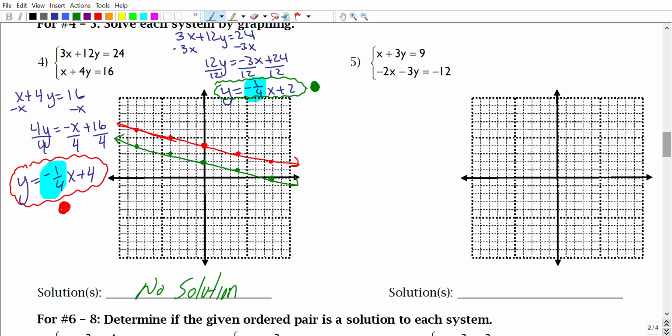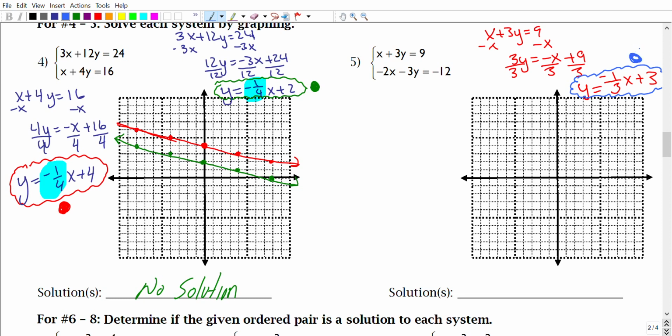Okay, again, let's rewrite them. I'm going to do this first one up here. So x plus 3y is 9. So subtract x, so I get 3y equals negative x plus 9. Divide by 3, I get y equals negative 1/3 x plus 3. This is my first line. All right, so I'm going to do this one in blue.